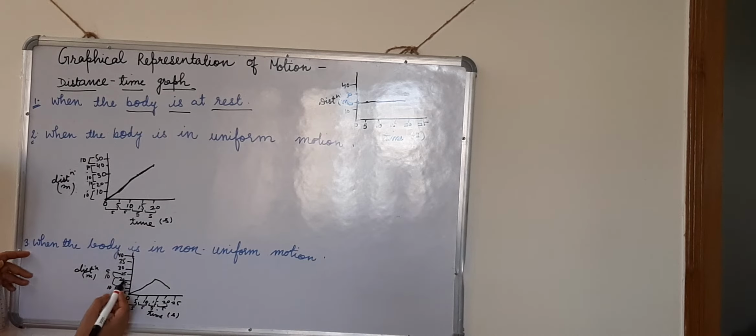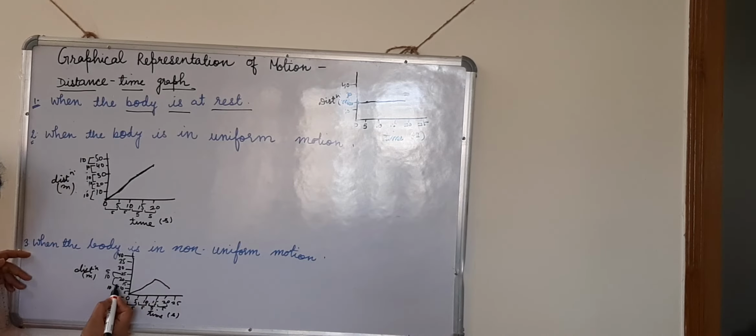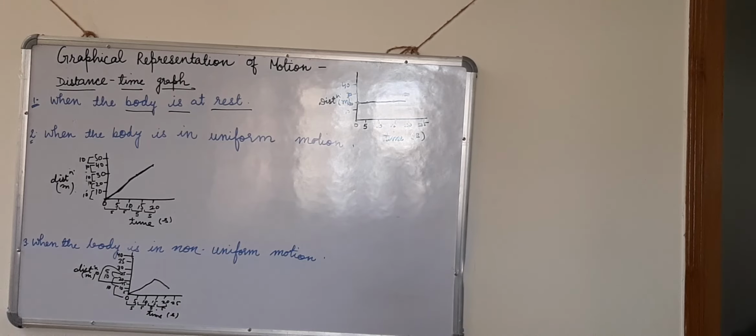Then the body again came back to 15. See, now it has come from 25 to 15. This is 10. See the difference, children, how the graph is moving. The body is covering unequal distance in equal intervals of time. Such type of motion is known as non-uniform motion.